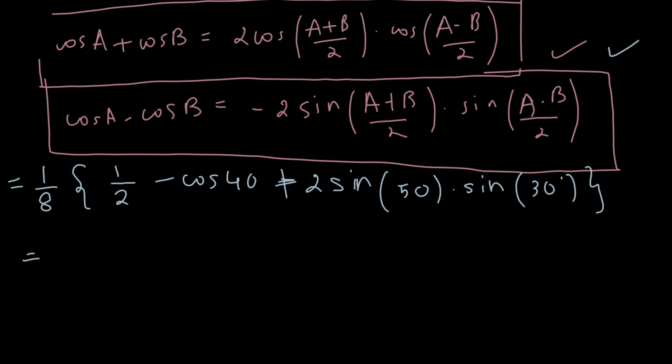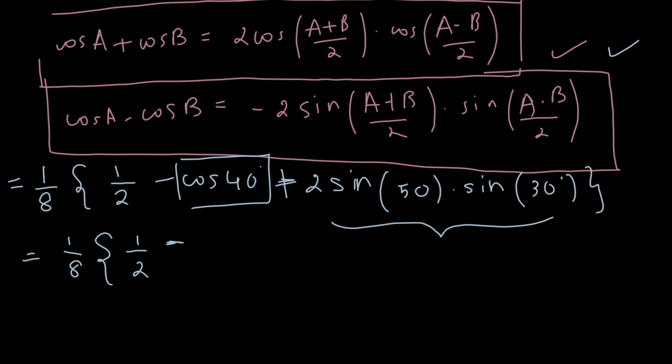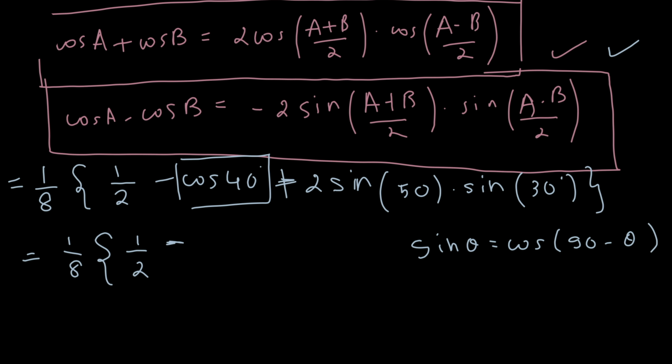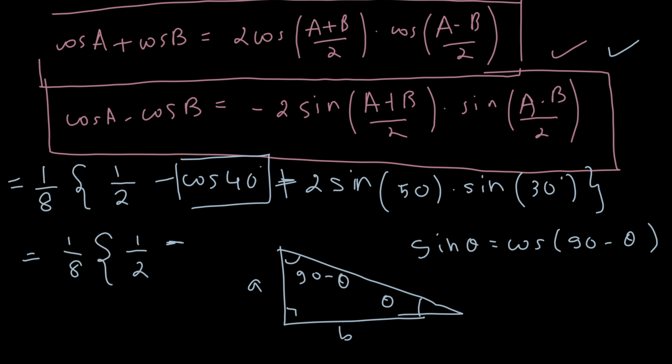So first of all, let us rewrite this equation, 1 upon 8 as it is multiplied with 1 upon 2 minus. Now what I will do is I will just change this cos of 40 in terms of sine, because we can see the rest of the term is in terms of sine. So we know this complementary rule that sine of theta is equal to cos of (90 minus theta). It's very simple. Draw a right angle triangle. Here is 90 degrees, here is the angle theta. Therefore by angle sum property, this angle would be 90 minus theta. Let the sides be A and B and the hypotenuse be C.